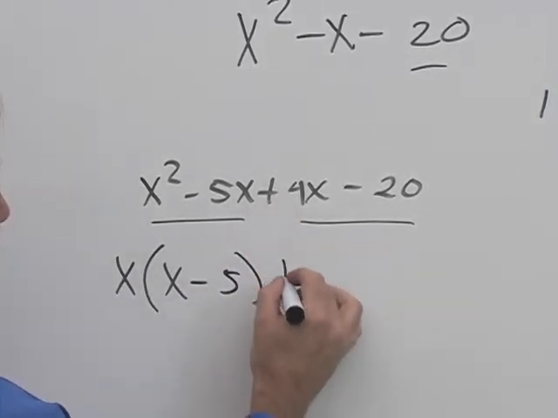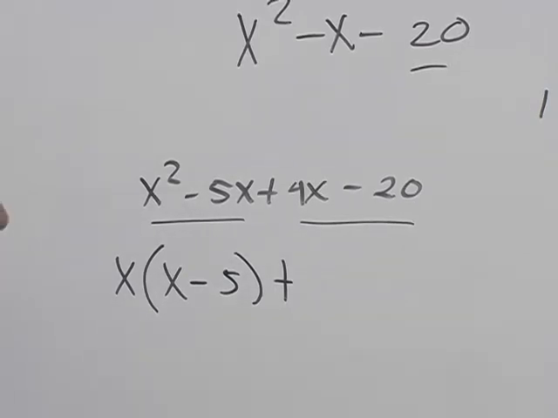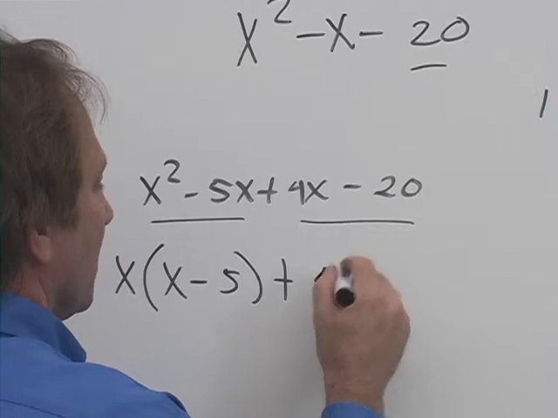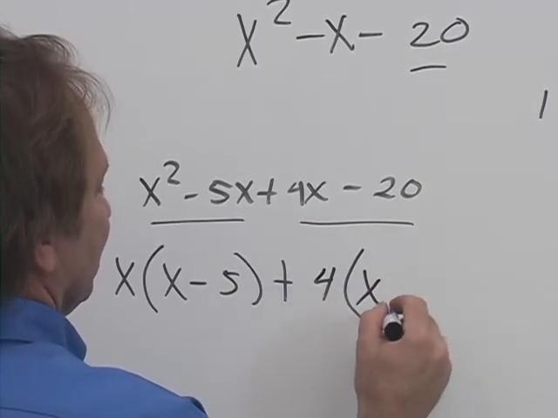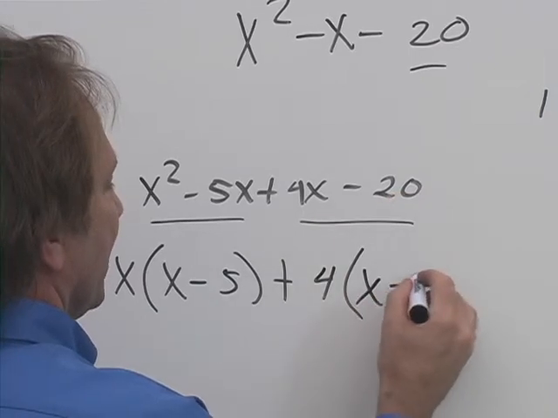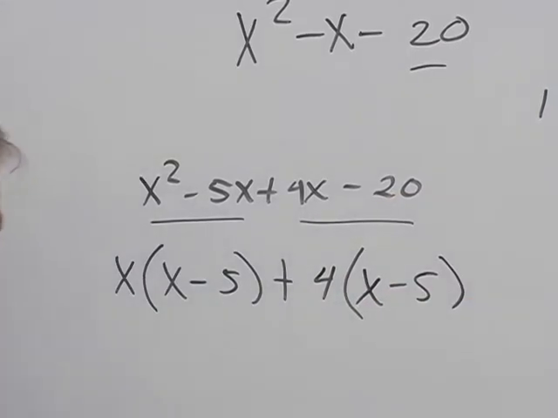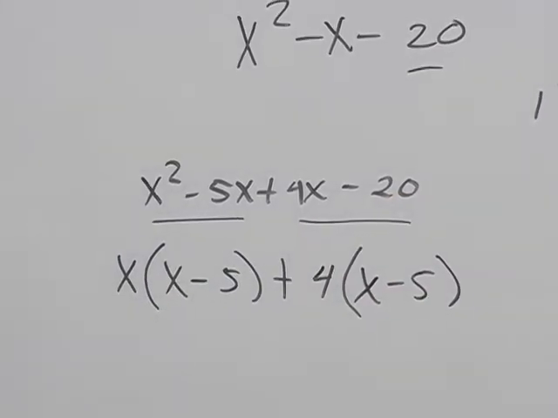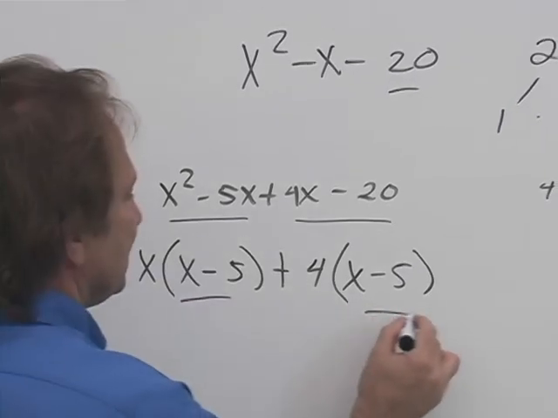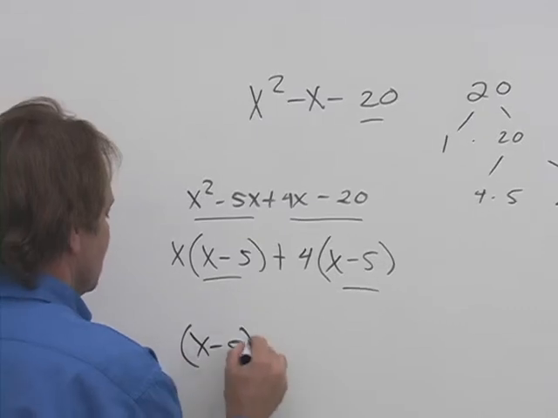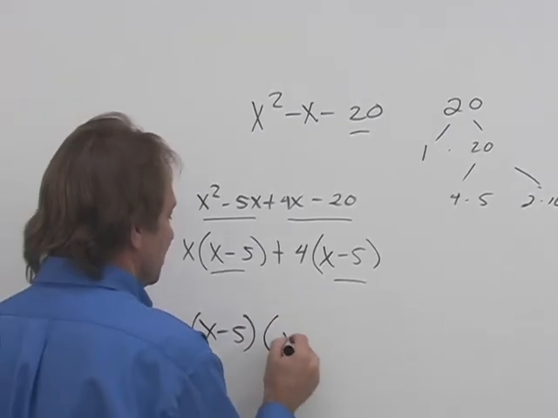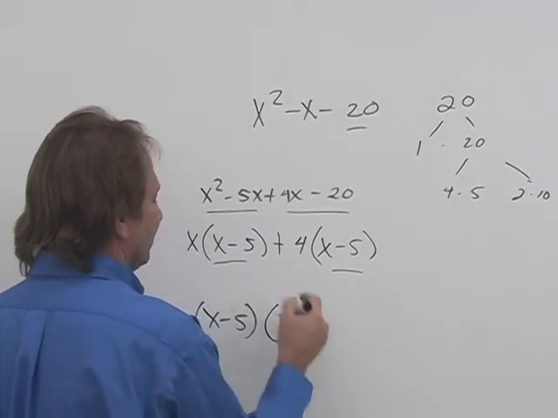This sign comes down, plus. And what can I factor out of a 4x minus 20? Well, I can factor out a 4. When I factor the 4 out of the 4x, I have an x left. When I factor a 4 out of the 20, I have a 5 left. Now I've got one final common factor of an x minus 5. And if I factor that out, x minus 5, I have left here an x, and I have left here a 4.